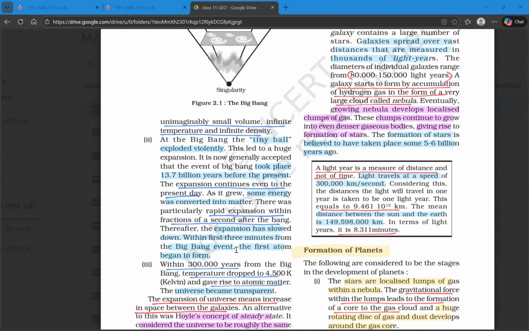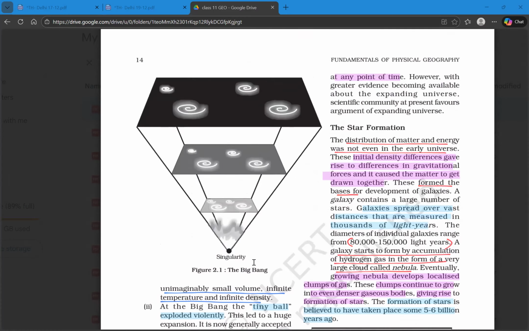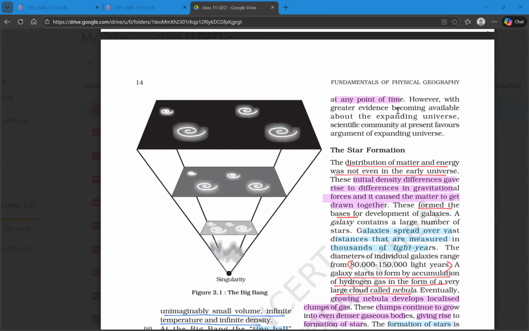An alternative to this was Hoyle's concept of steady state. So this Hoyle's concept of steady state is an opposite view to the Big Bang theory. In the Big Bang theory, we learned that the universe is expanding, but Hoyle's concept of steady state gives a different view. It considered the universe to be roughly the same at any point of time. So Hoyle's concept of steady state says that the universe is roughly the same at any point of time.